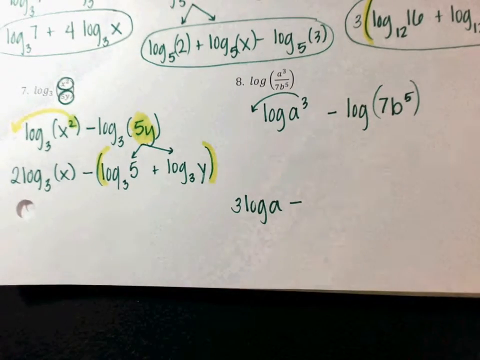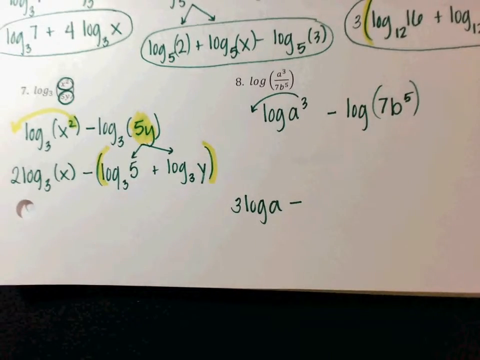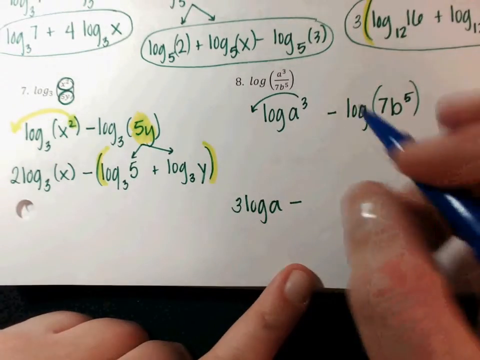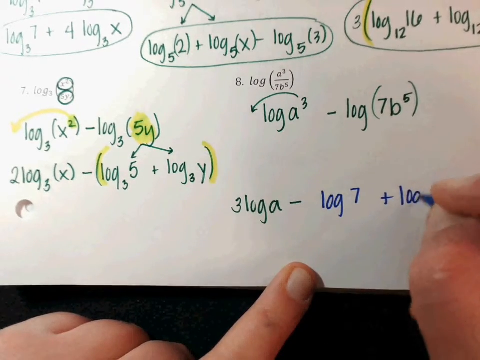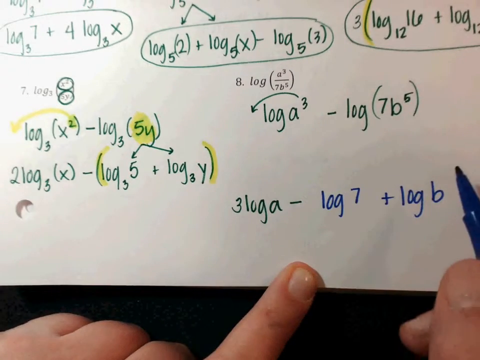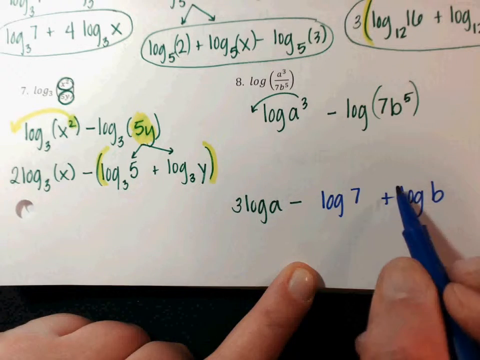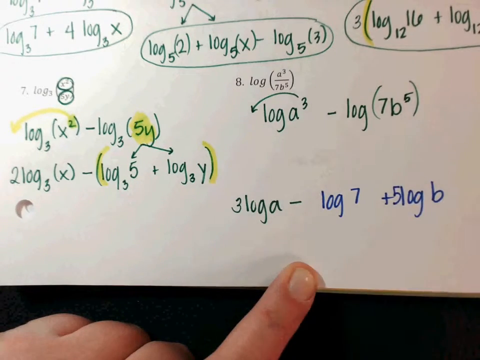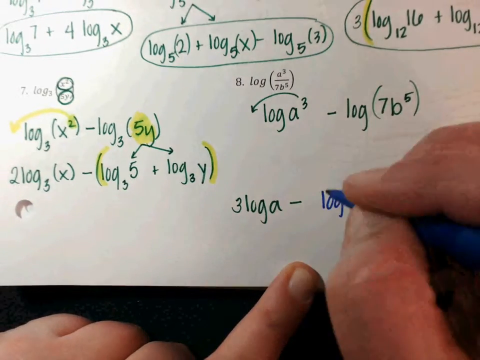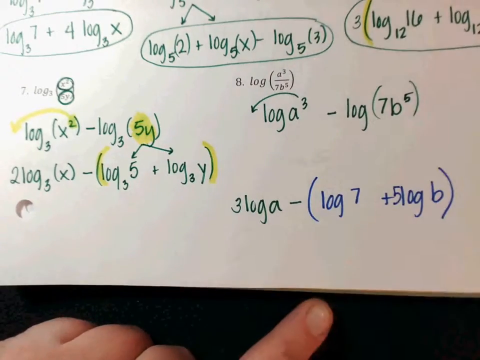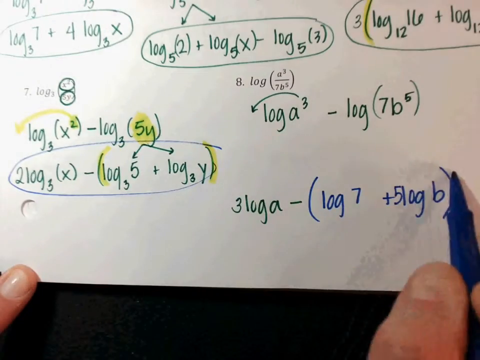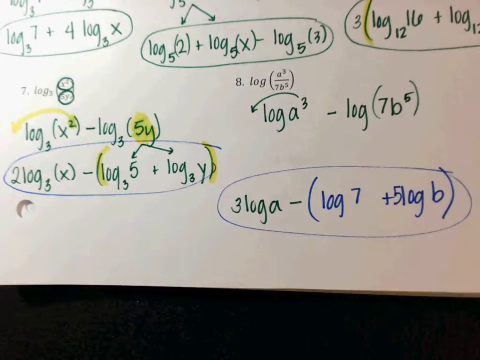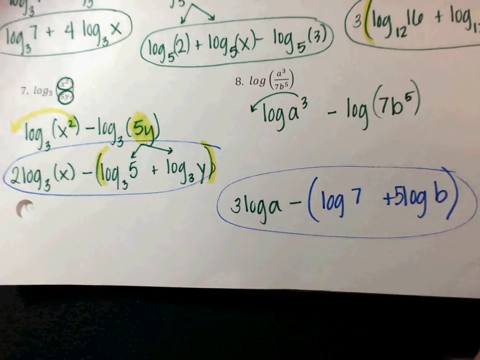Okay, so then I would split up my log 7b5 into log 7, and then log b, and then instead of putting the 5 here, where can I move it? To the front right there. And then don't forget, you need those parentheses. Okay? Alright, turn over to the back. Got a couple more left.